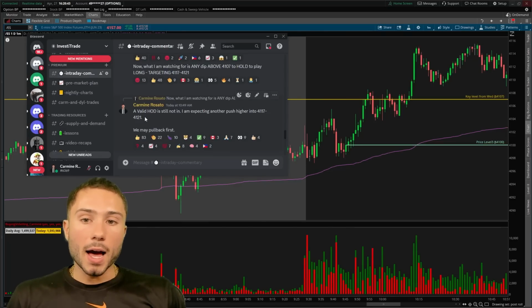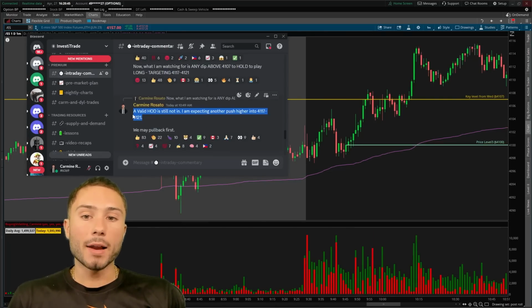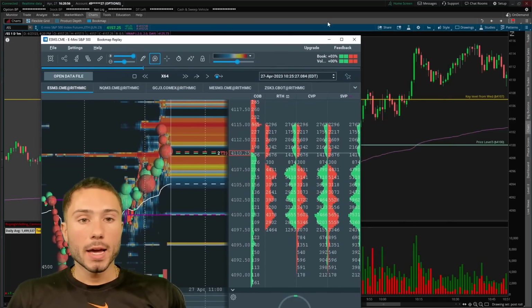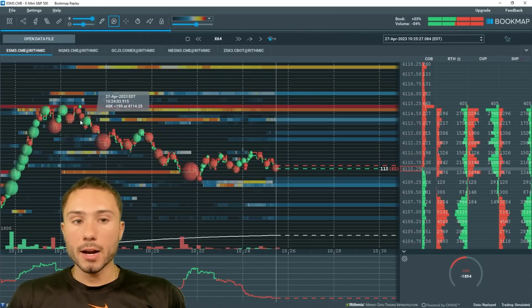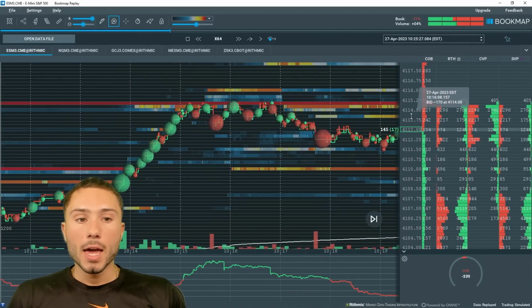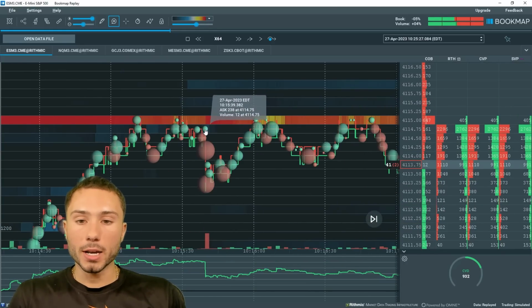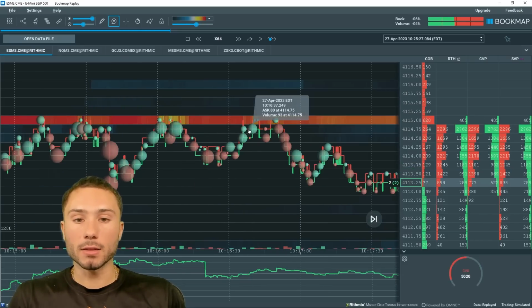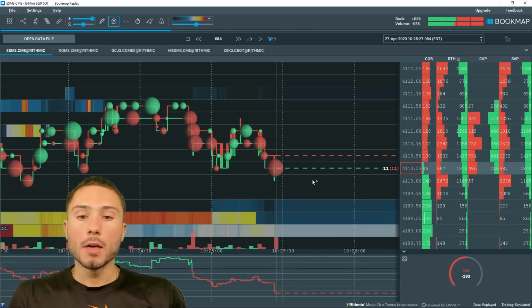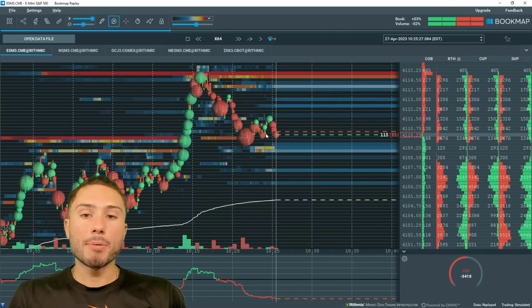Then at 10:49, I said a valid high of the day is still not in. I'm still expecting another push higher into that supply zone first. However, I said we must pull back first. And a quick little gem I'm going to drop here is I'm going to pull up the tape, and what we're going to see here is the high, which was at 4115. If we were to zoom in at the high that was made here at 4115, there was massive absorption and there was a massive passive seller up at this level with a high amount of volume. This does not indicate a high probability of a high of the day being in. You want to see less liquidity and you want to see a lot of trapped participants.